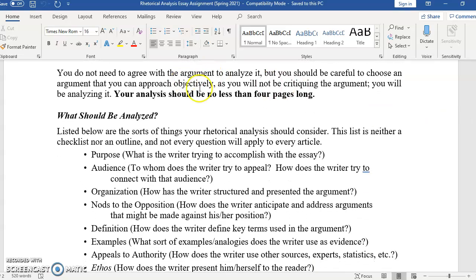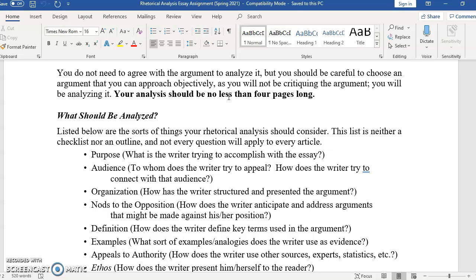You do not need to agree with the argument to analyze it. The thing about it is that a well-written argument is a well-written argument, even if you disagree with it. I can point to numerous topics and examples of things that I don't agree with, but I generally agree with what they are, or I appreciate what they're trying to say. Choose an argument that you can approach objectively, because again, you are not critiquing the argument, you will analyze it. And there's a difference between those two things.